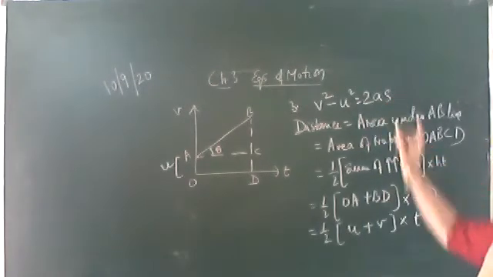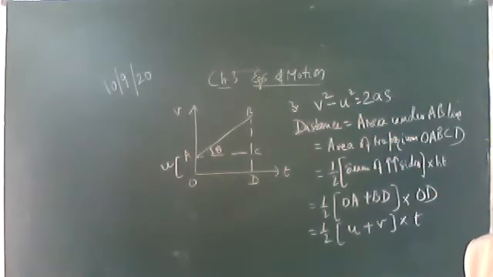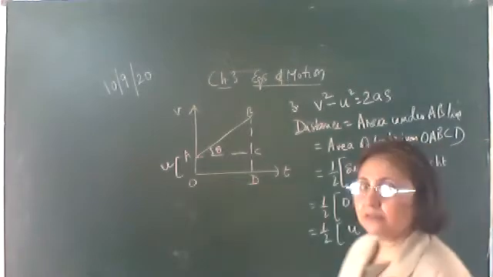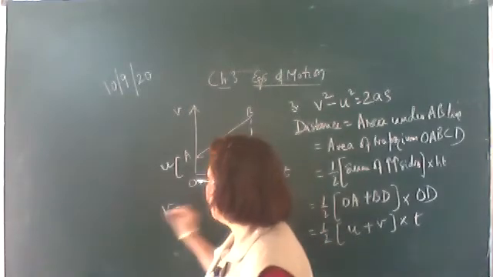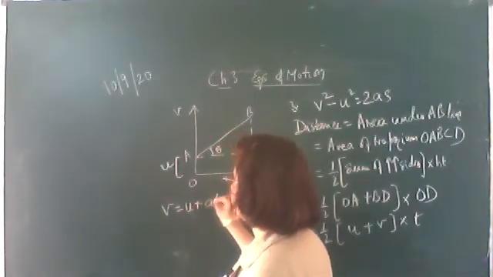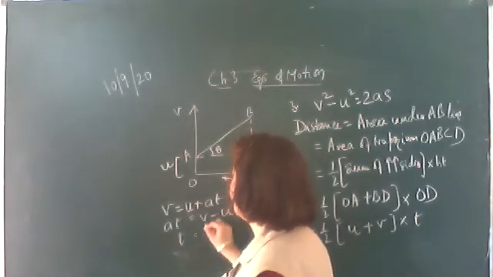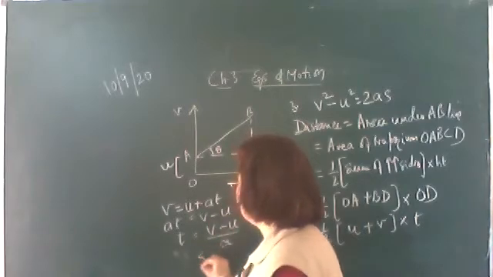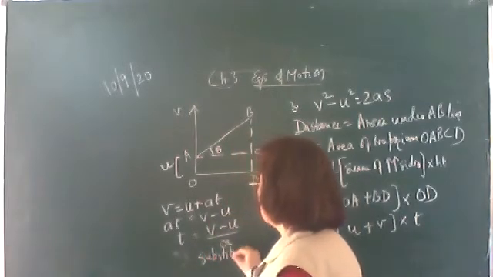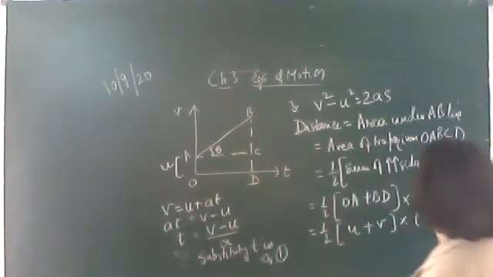Now look at the equation which we have to derive. In this equation, T is not coming. So it means we have to eliminate this T. And how can we eliminate this T? Using the first equation of motion. We know that according to the first equation, V is equal to U plus AT. So A into T is equal to V minus U, or T is equal to V minus U upon A. So substituting T in equation number 1. Let this be equation number 1.